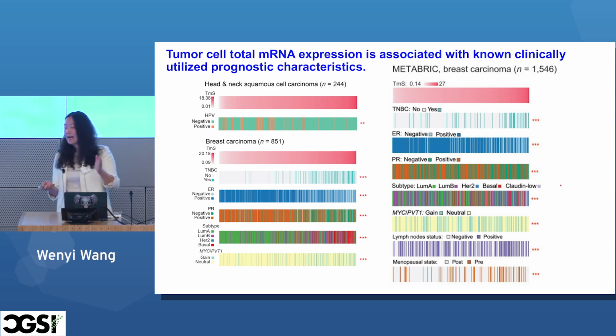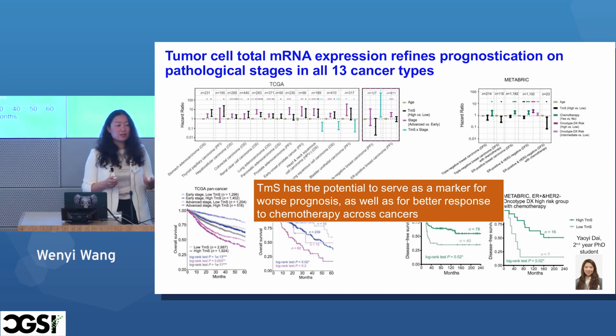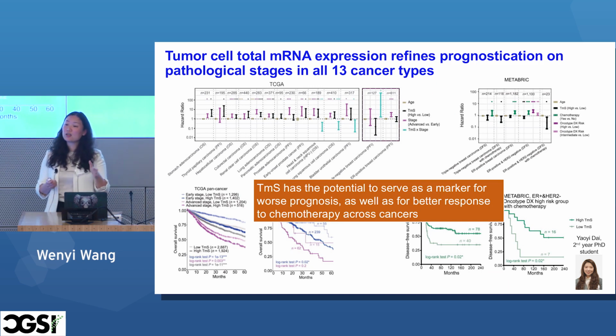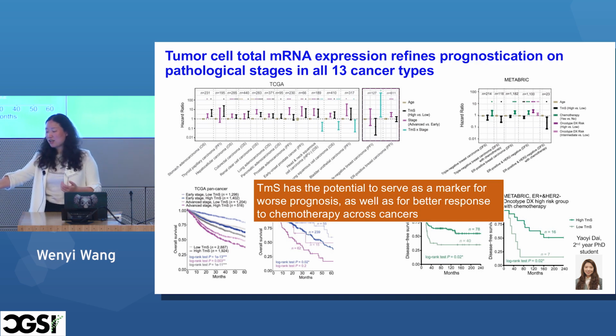With breast cancer, we then accessed the MetaBreast and were able to replicate our observation in TMS using an additional 1,500 patients. So this is probably the most striking observation, as we found that TMS further refines prognostication on top of pathological stages, which are currently used in clinic for decision-making, in all 13 cancer types in TCGA where the stage information is available. As you see here, they're all significant either in the black, the main effect of TMS, or the green, the interaction between TMS and stage. The only thing that was not significant is ER-positive breast cancer.